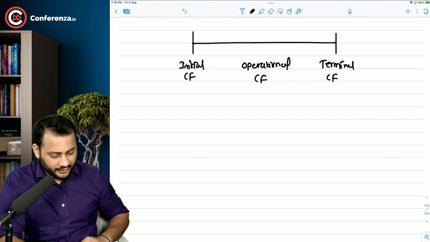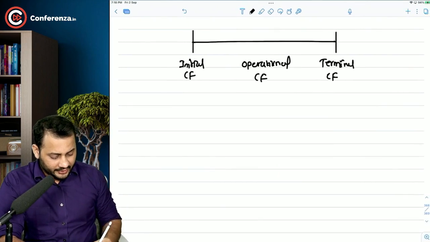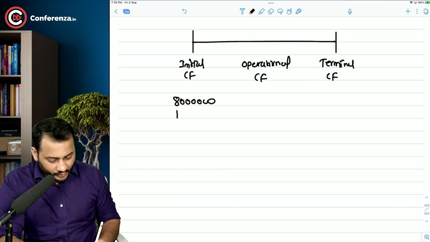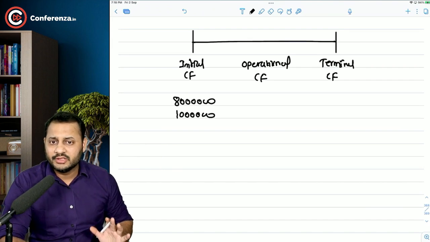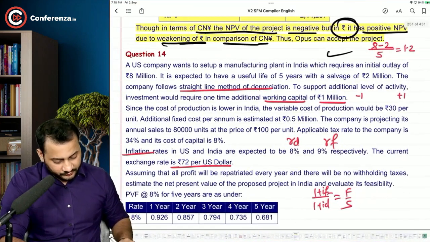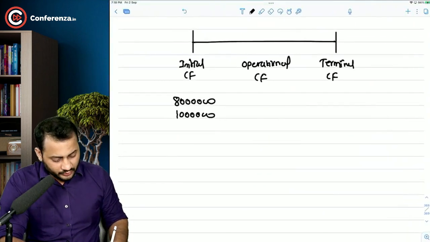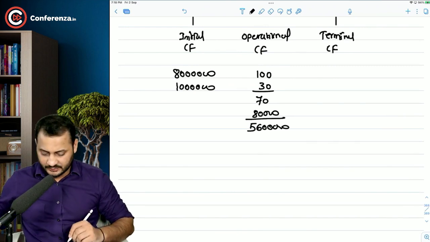Initially, you are going to pay 8 million, that means 80 lakh rupees initial outlay. Again 10 lakh rupees for working capital. So the total outflow is 90 lakhs. Now, when you come to the operational part, you can see you are selling 80,000 units at 70 rupees of contribution. So selling price is 100, variable cost is 30, contribution is 70, total quantity is 80, and thus the total contribution becomes 56 lakhs. Let me just calculate once.